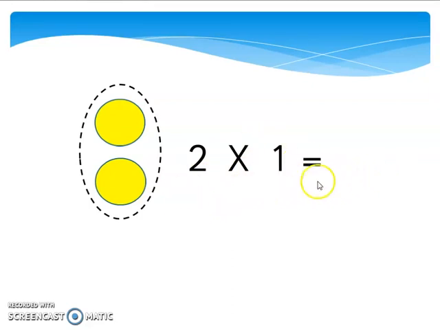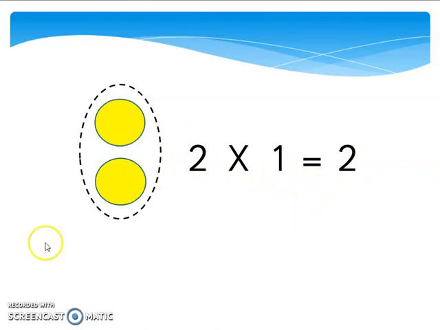Do you know? Dear students, if you remember, I told you in your previous lesson, to get your answer, all you have to do is count the objects in each set. So as we have one set over here in front of us, let us count how many objects or circles we have in this set. Would you like to count with me? Let's go. We have 1, 2 circles. So 2 multiplied by 1 equals 2, because we have 2 circles in our one set.